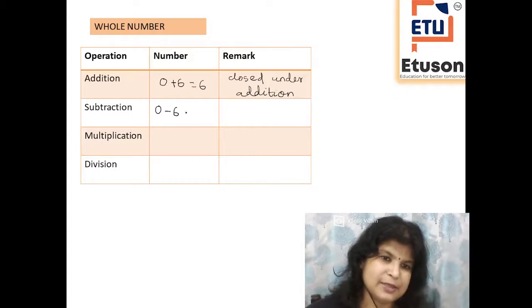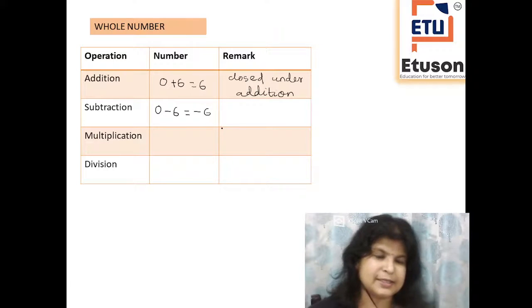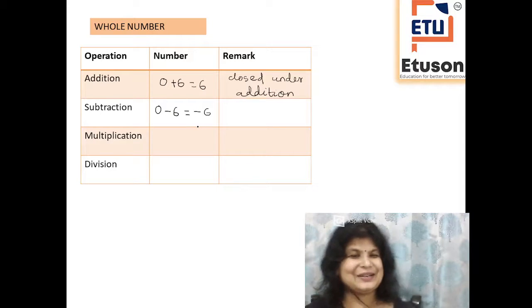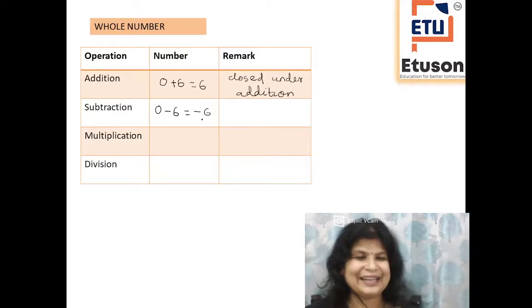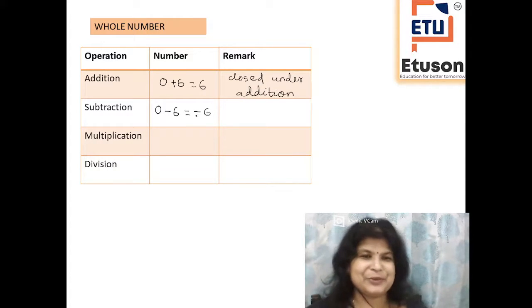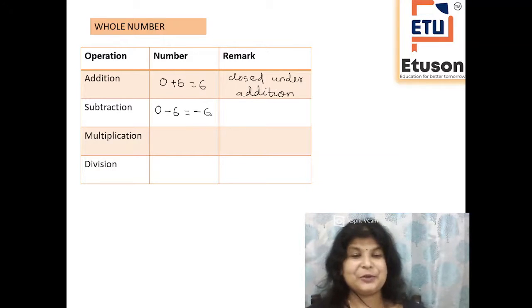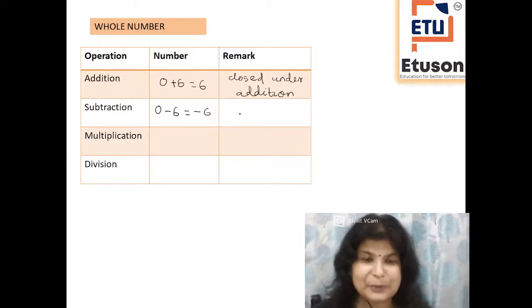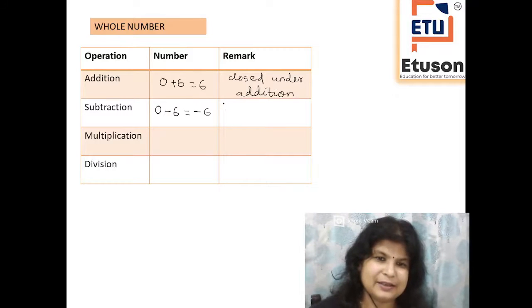Suppose I write 0 minus 6. What's the answer? Minus 6. Is minus 6 a whole number? No, it is not a whole number. Minus 6 is an integer. So don't get confused, okay? 0 minus 6 is equal to minus 6. It is not a whole number. So you will write whole numbers are not closed under subtraction.